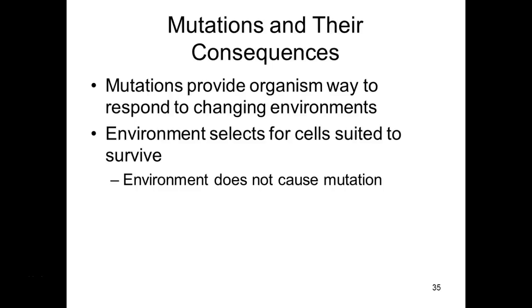Okay. So mutations provide organisms a way to respond to changing environments. It is, in fact, the environment that selects for the cells that are suited to survive. So the cells are always changing, always mutating. But it's that selective pressure of the environment that determines who's going to survive. We know this is natural selection or survival of the fittest. It is not necessarily the environment that causes the mutation. Mutation happens. It's the environment that determines whether that mutation is good, bad, ugly, or okay.